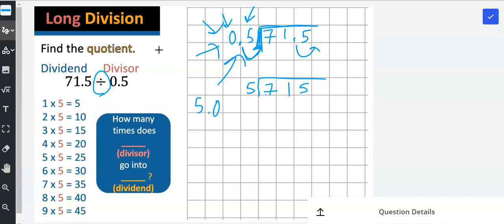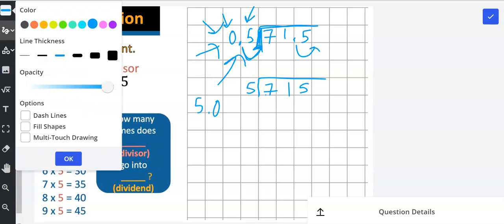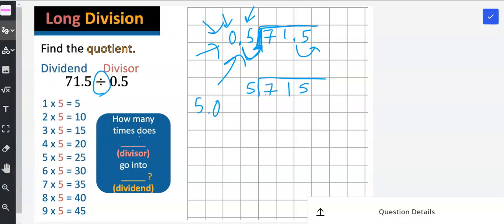So I just ask myself, how many times does the divisor, and the divisor in this case, let me switch colors, is the 5. So the 5 is the divisor. How many times does the 5 go into 7? Well, if I look at my chart, 10 is too much, so I'm going to have to use 5. So this answers the question, how many times? Well, 1 time. So the answer to the question goes at the top. 1 time 5 goes into 7 because 1 times 5 is 5. And then I subtract. 7 minus 5, I get 2.